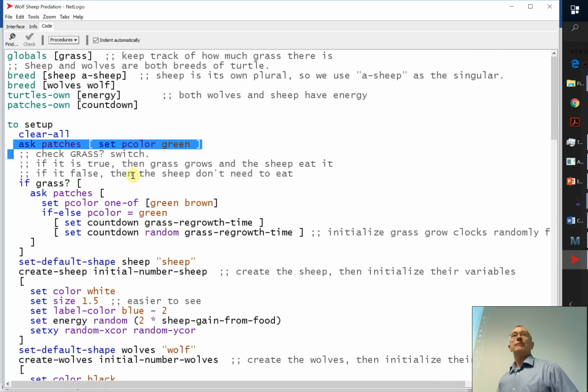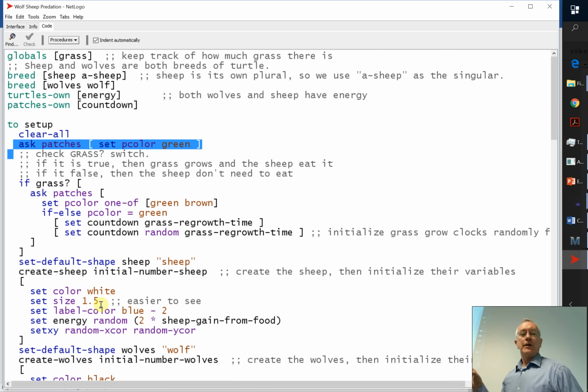They just stay alive without needing to eat grass. So the question mark turns on and off various elements of the system. And then it says, set the default shape of sheep. So the sheep are given the shape of a sheep. They've got a little bitmap file that is an image of a sheep.